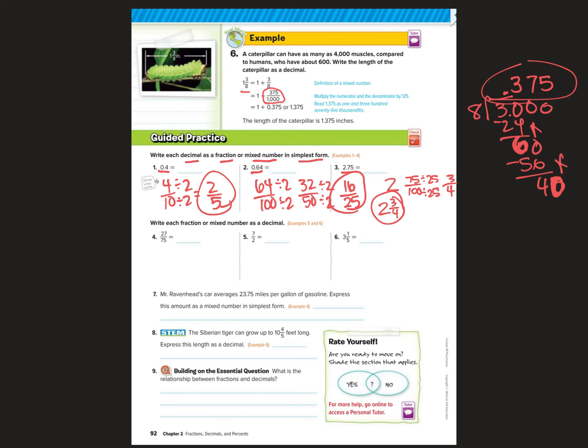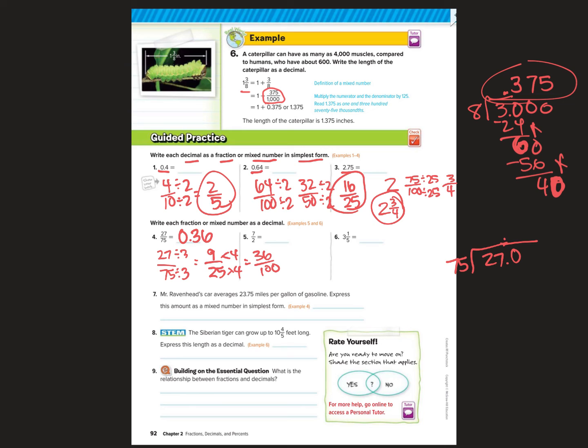27 75ths. That's a doozy. You know what I see I can do? 27 divided by 3, 75 divided by 3. I would get 9 25ths. And then I could multiply this by 4 to get 36 hundredths. You have that option, or you could have just done 27 divided by 75, and we can just have it straight up in decimal form.